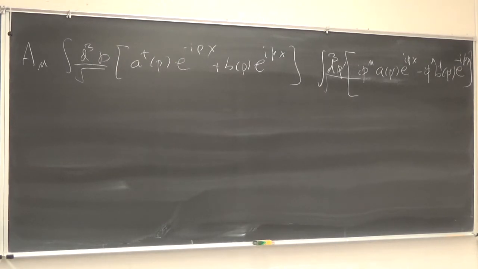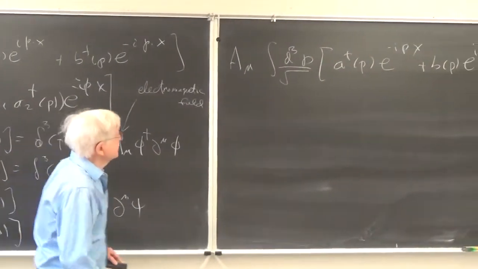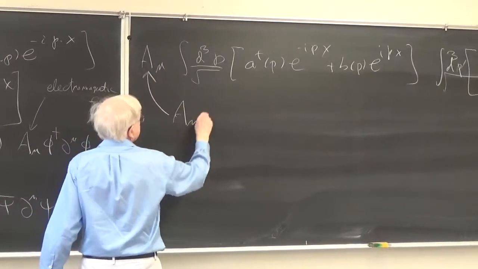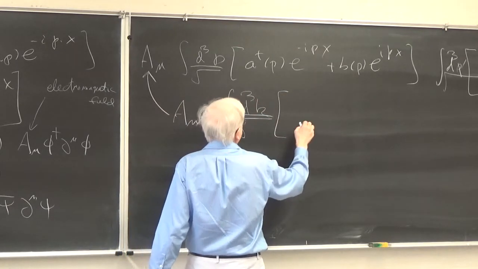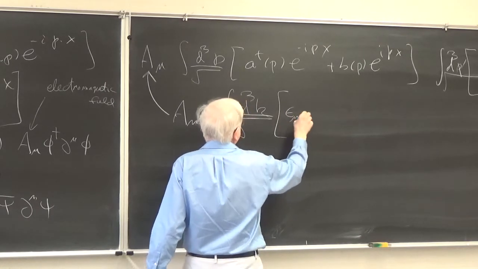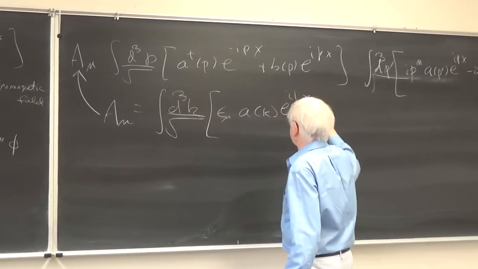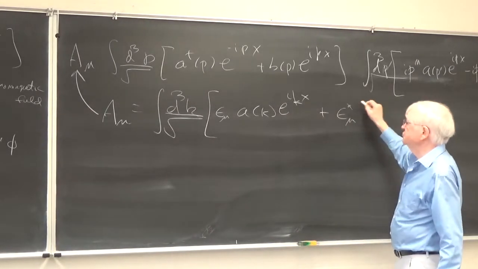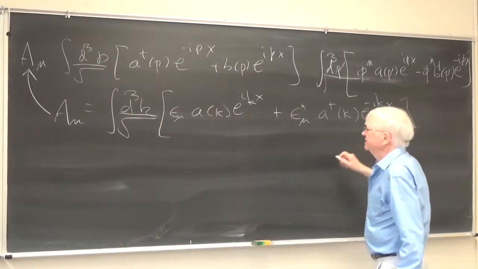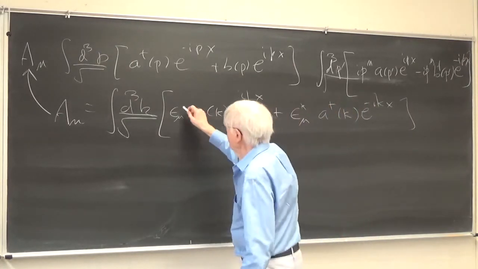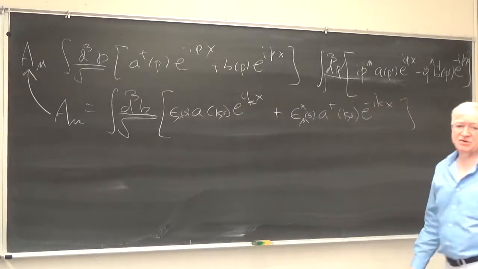All right? Now this A, to anticipate something, this A mu is going to be again some integral d cubed k over the square root, and you're going to have a polarization vector epsilon mu, and then you're going to have a of k e to the i kx plus, in general, and this actually will have an index in it for polarization. So that's what the interaction looks like.